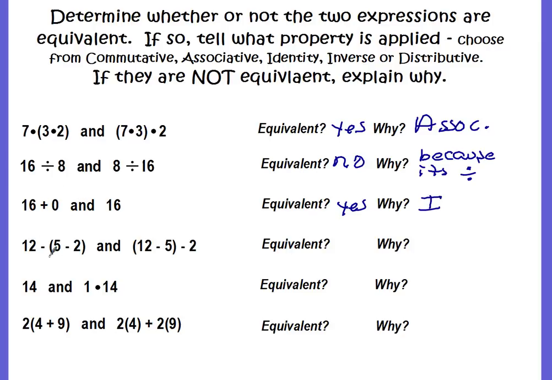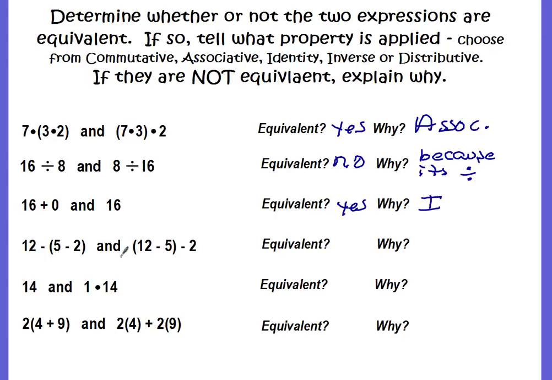Then we have 12 minus the group of 5 minus 2, and the group of 12 minus 5 minus 2. Okay, let's see what changed. Look at the numbers first. 12, 5, and 2. So the numbers didn't change. The operation is subtraction all around, so that didn't change. What changed was the parentheses, the grouping. Can we do that? What property says that we could do that?